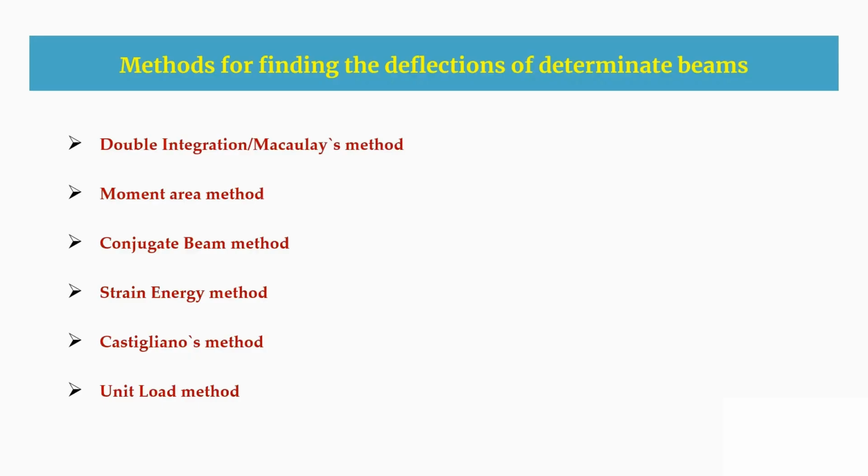Now I'm going to consider a case for a cantilever beam. By using the double integration method, we are going to solve for the slope and the deflection. So like this, you can use any of these methods and find out the deflection for the beams.